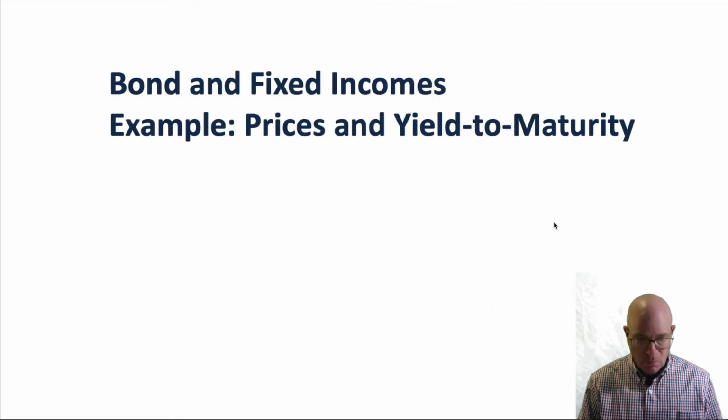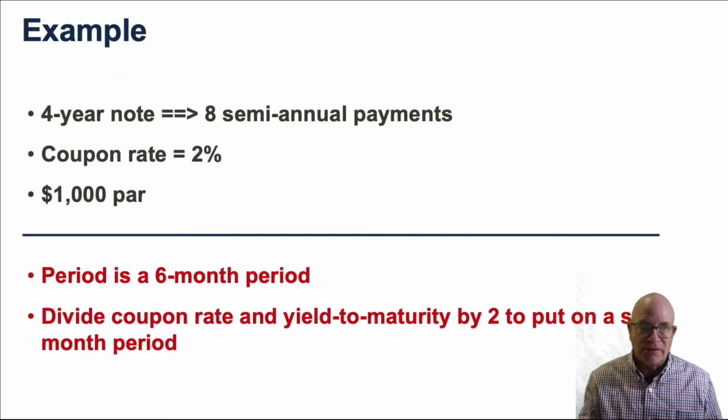We're going to do that with the following case. We're going to take a 4-year note, given that we're working with treasuries. As always, we have 8 semi-annual periods, or 8 semi-annual payments. Our coupon rate in this case is going to be 2% of $1,000 par. Again, our periods are 6-month periods, and we're going to divide the coupon rate and yield to maturity by 2 to put it on a 6-month period. Okay? That's what we're going to do.